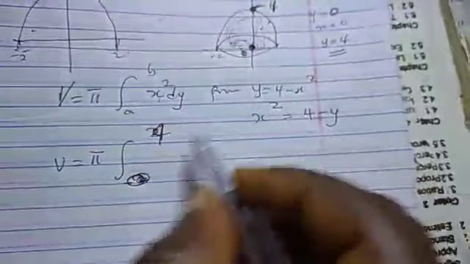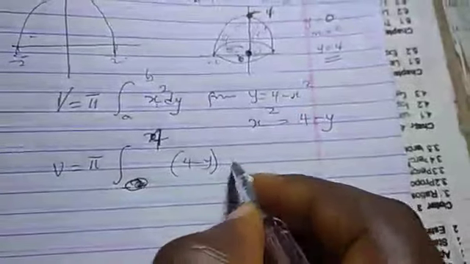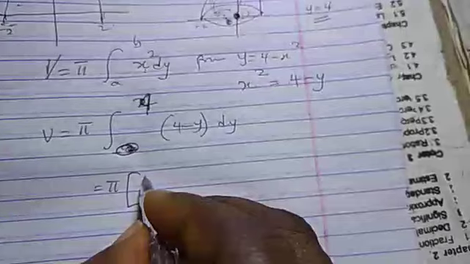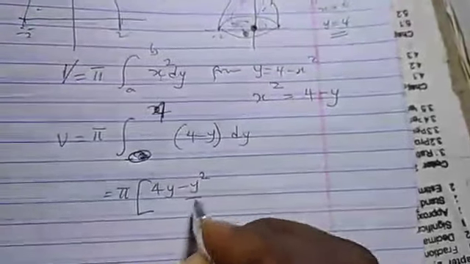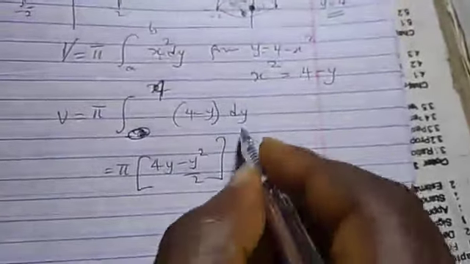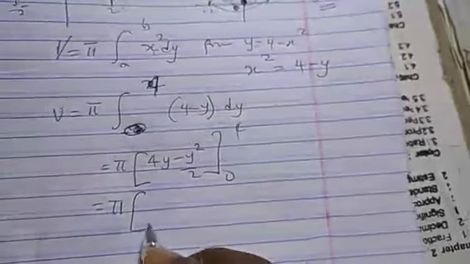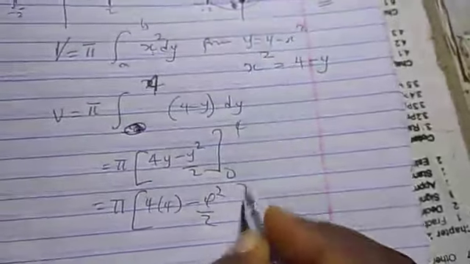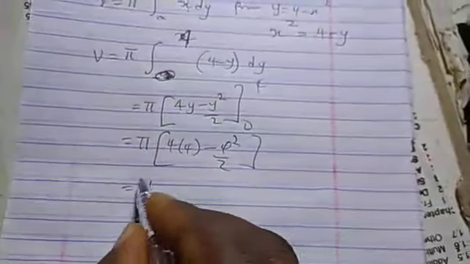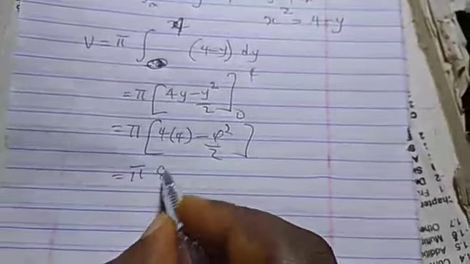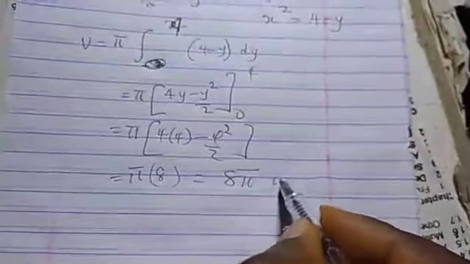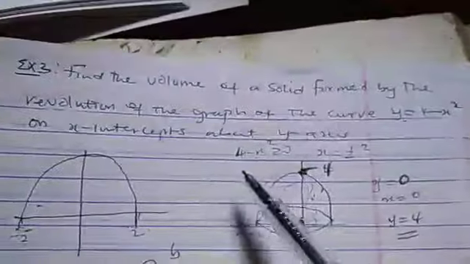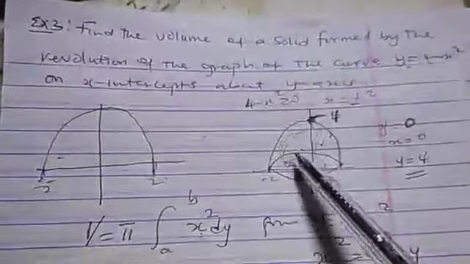x squared, this is our x squared there, 4 minus y dy. This is pi into, if you integrate this, we have 4y minus y squared over 2, 0 to 4. This is pi into 4, put 4 here, minus 4 squared over 2. This should be 16 minus 8, that is 8. Finally, our answer is 8 pi unit cube. So that is the volume of this solid.